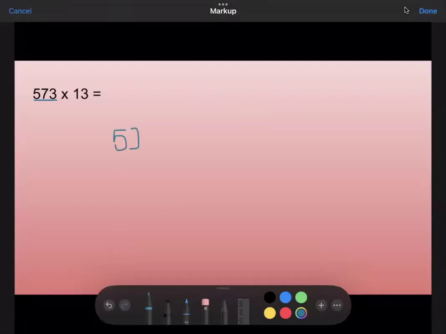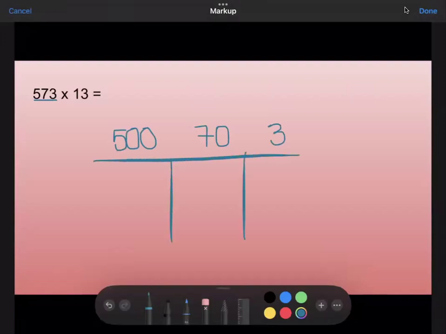5 hundreds, which represents 500, 7 which is representing 70 or 7 tens, and 3. So I'm going to go ahead and split those up. And since I have 3 of those, I'm going to make 3 columns for my box.